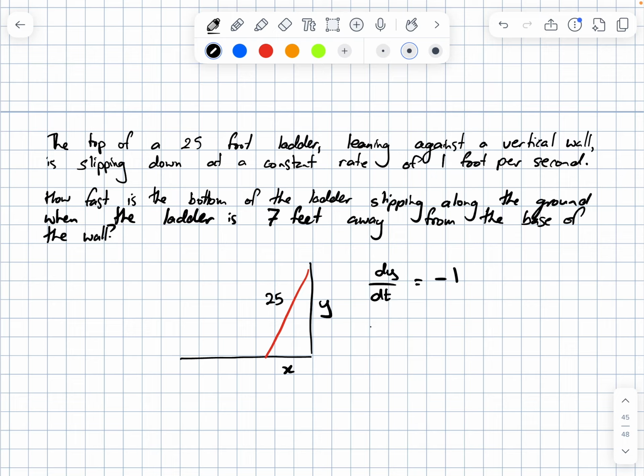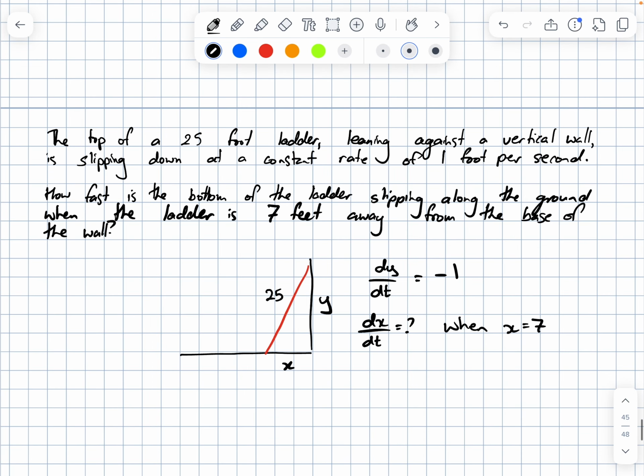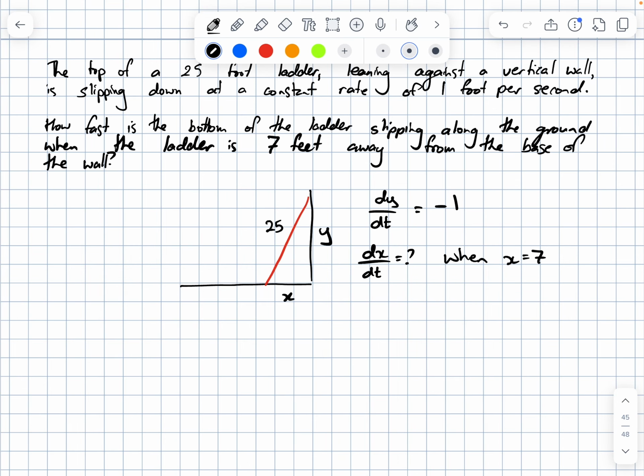We're asked how fast the bottom of the ladder is slipping along the ground, so that would be dx dt is what when the ladder is 7 feet away from the base of the wall, so when x equals 7. Okay, so that's what we need. Now we can write our equation, dx dt, and we'll do the same as before. We're going to split that up and substitute a common variable into these two. Well, we know dy dt, so we're going to make this dy.